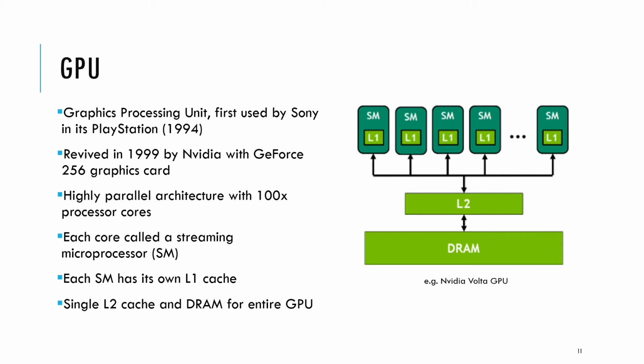And the graphics card is a highly parallelized architecture with 100 times more processors. So the point I was trying to make is the number of processor cores on a graphics card are multiples of 100, whereas on a standard microprocessor on my laptop, I have like 4 or 8 cores, I'm not even sure, but it's not more than that. Each core is called a streaming microprocessor. So you can see here, each of these is a separate core in the graphics card, and each of them has its own L1 cache. Each of them is connected to one single L2 cache and one single dynamic RAM.